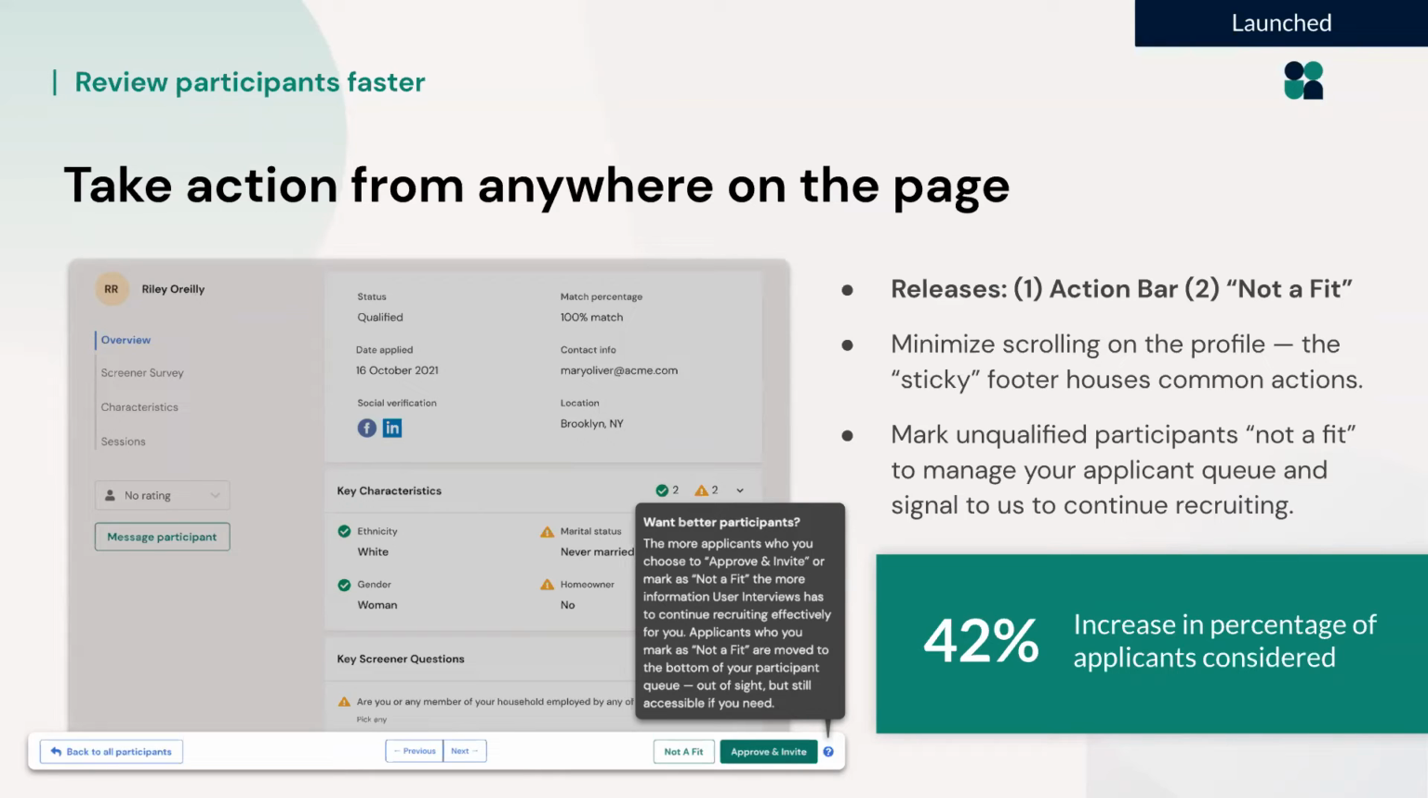And the profiles just contain a lot of information. And so that means scrolling. And so you're scrolling through to find the information you need to make a decision. You say, okay, I got it. This person's in. And then you had to scroll back up to actually take the action and just inconvenient and not a great design. And so through that, we were able to quickly introduce this action bar.